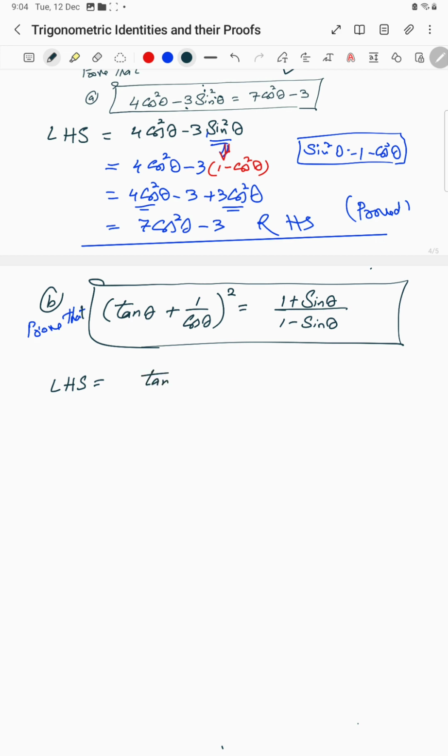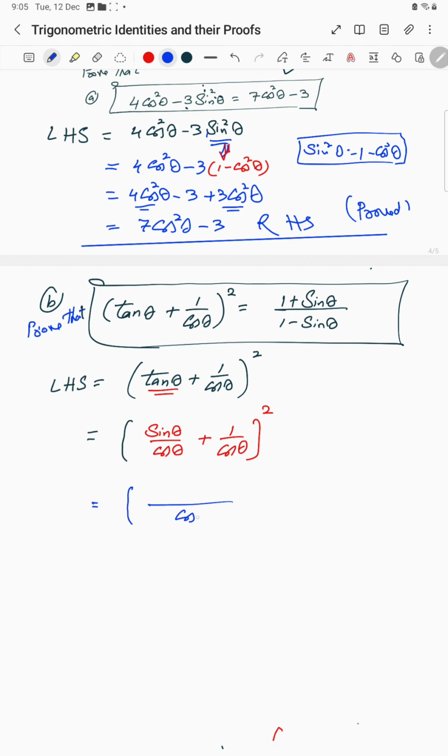So here, tan theta plus 1 over cos theta, but most probably we will prefer to go with the left hand side. In the proof, we know tangent theta is equal to what? It is the ratio of sine theta to cos theta, as proved before, plus 1 over cos theta, whole square will be here. Now what to do? Take the LCM.